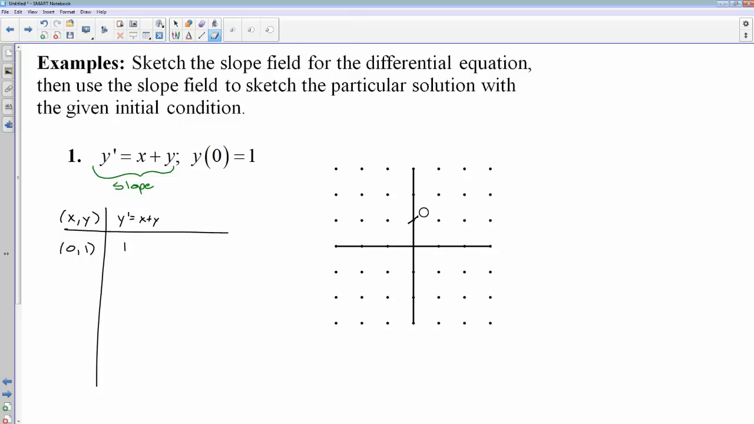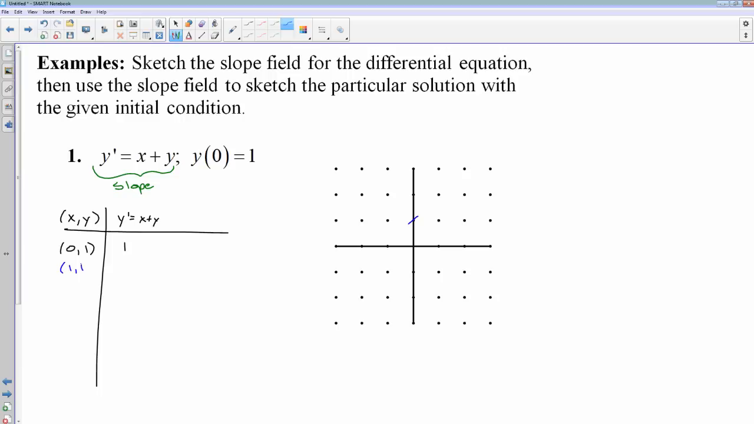If the slope is supposed to be 1, don't do this. That's very steep. Also, definitely don't do a negative slope. That wouldn't make any sense either. So I'm going to sketch a slope of about 1 through that ordered pair. And then I'll pick a different dot. Let's pick this one. That ordered pair right here is 1, 1.